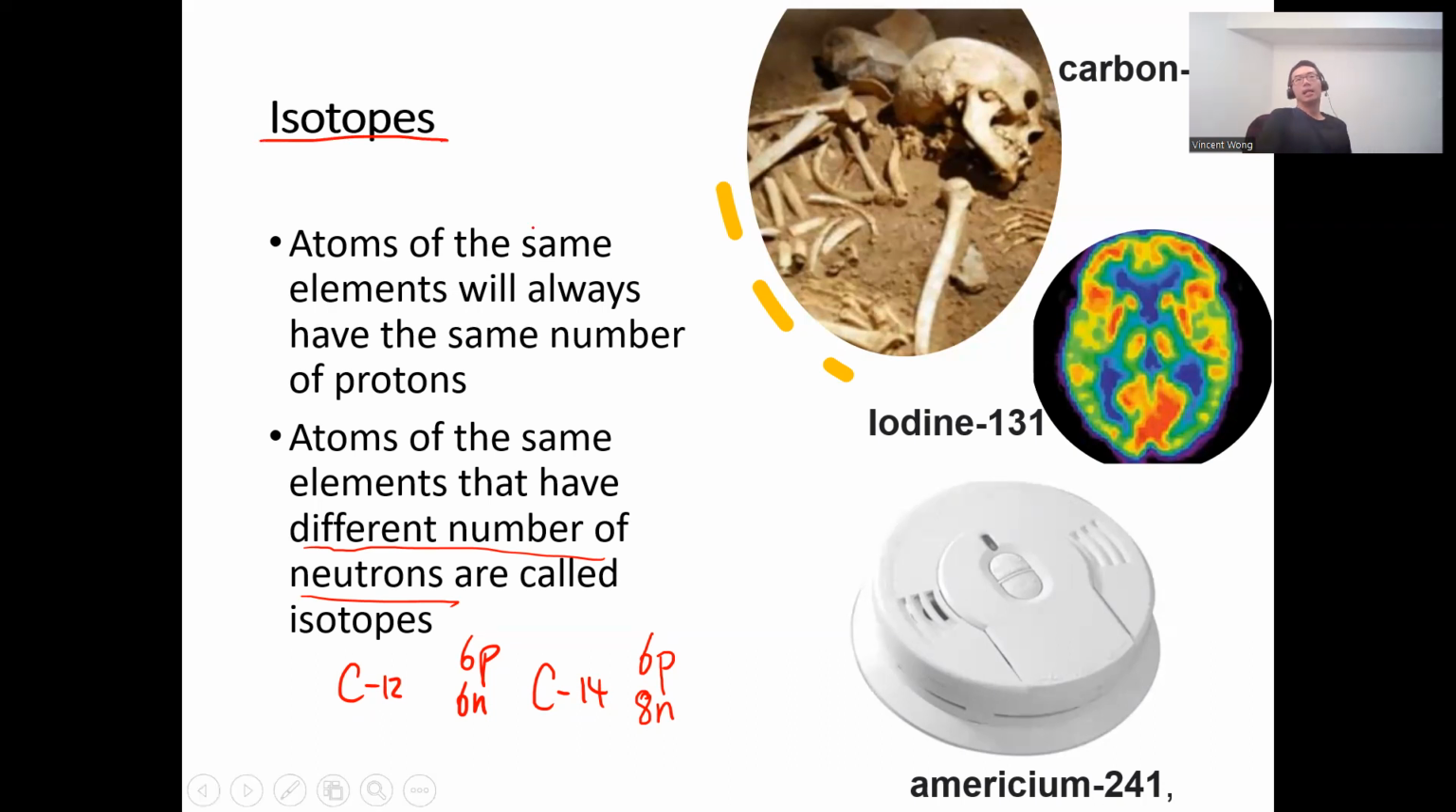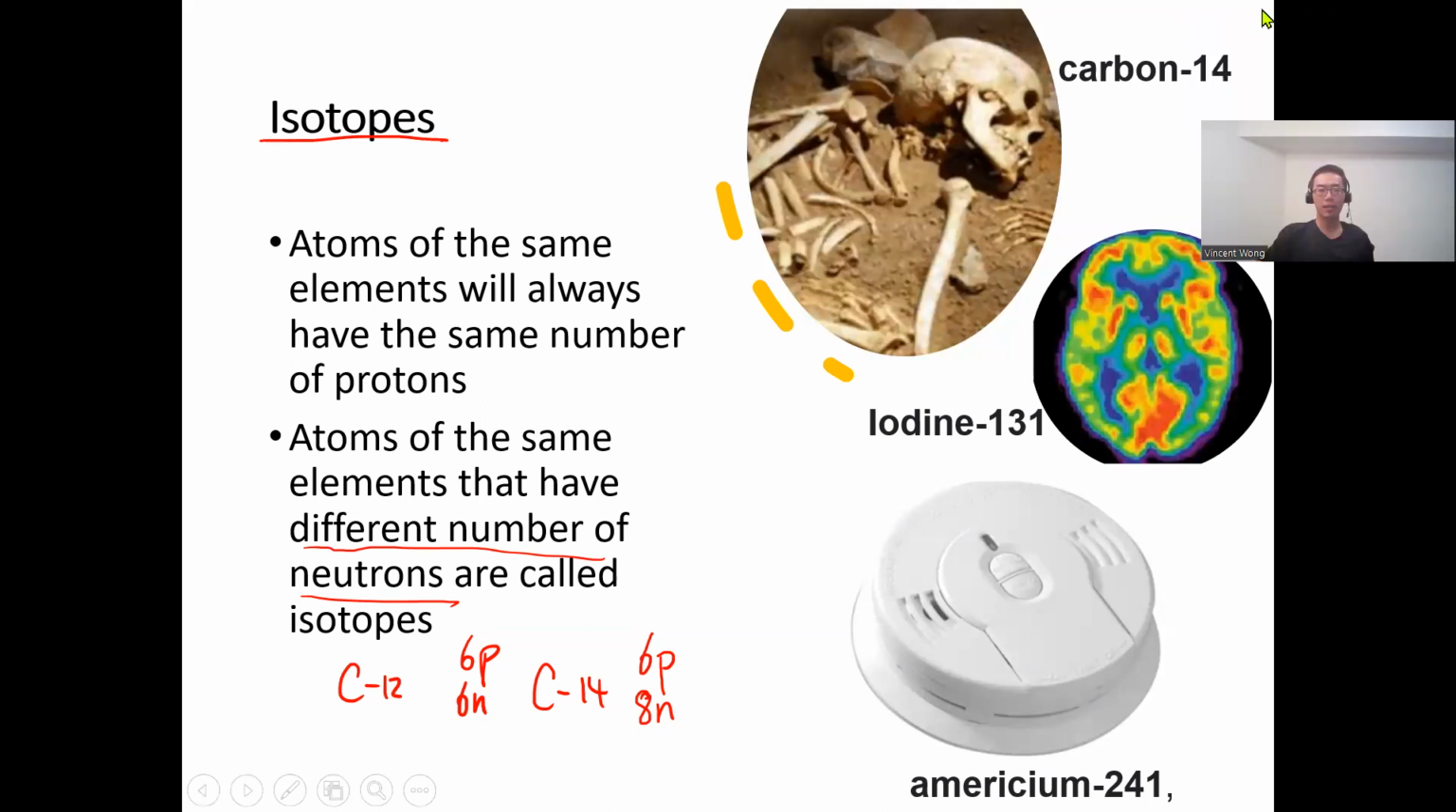The heavier they are, sometimes the more unstable they become. And when they're unstable, they break apart on their own. Sometimes when they break apart, they give off radiation. So we call those radioactive isotopes. Now we use radioactive isotopes for various reasons. If you find a fossil and you want to know how old it is, you can check to see how much carbon-14 is left in the body.